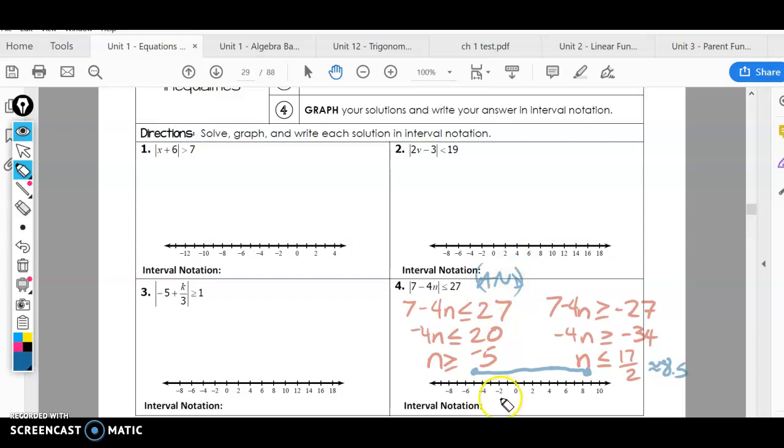Interval notation: the lowest is -5 with a bracket because it's a closed circle. The highest is 17 over 2, closed circle, so I need a bracket there.